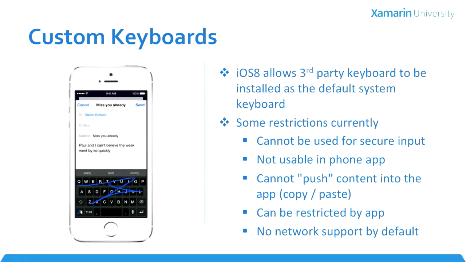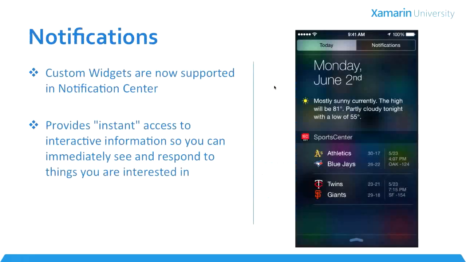And also keep in mind that applications are able to opt out of using third-party keyboards and force the system keyboard to be used. And one thing I want to mention, custom keyboards are able to access the network. So you could use these for things like predictive text, to reach out to a web service, maybe look up spelling. Now this is disabled by default, and again, for security reasons.